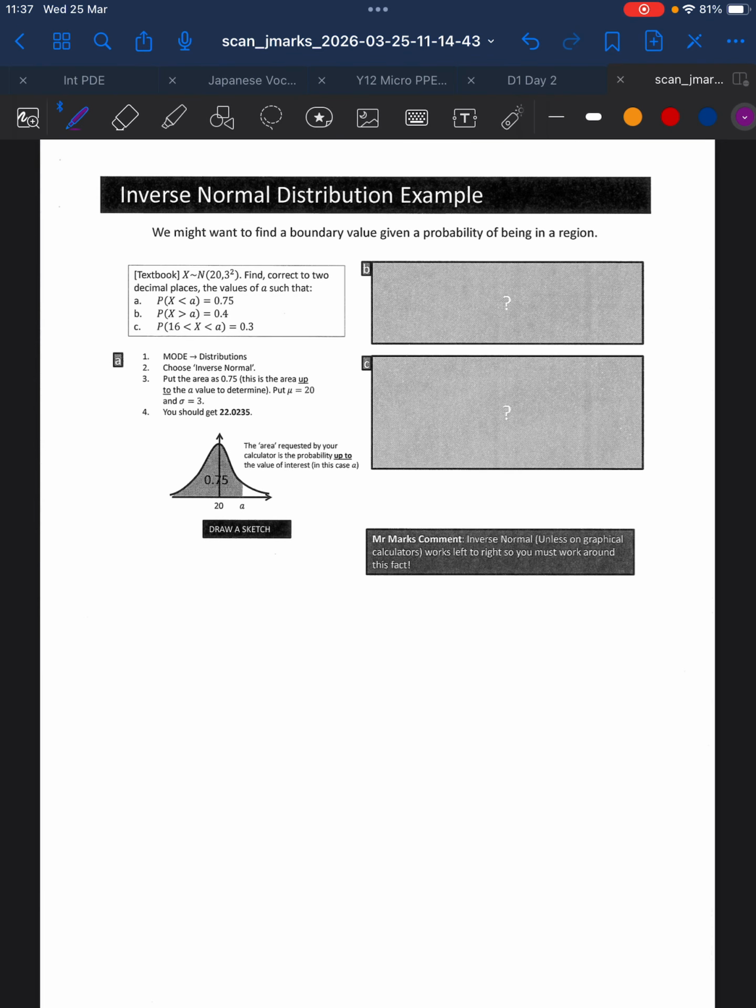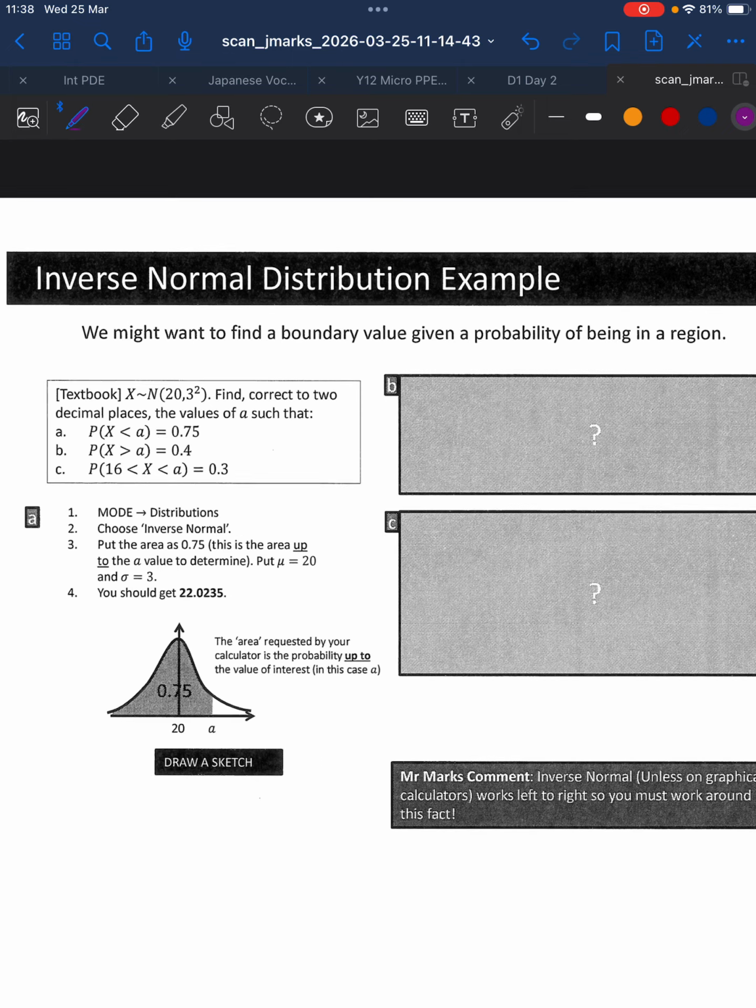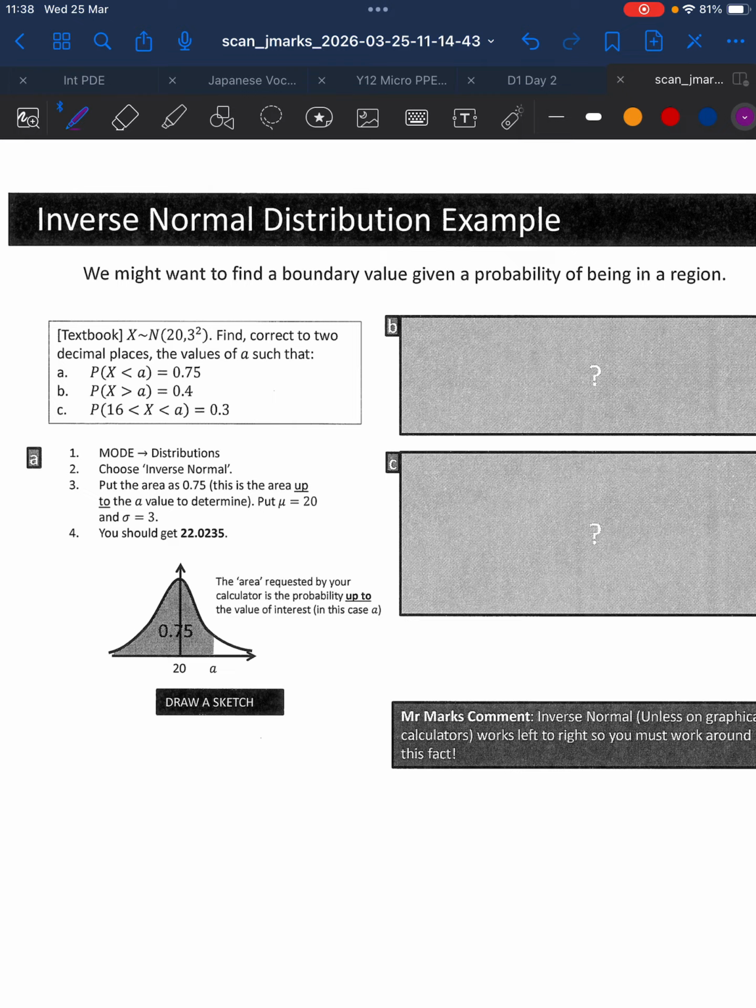Okay, so we're going on to the inverse normal distribution now. So the inverse normal, the idea is that before we had a lower bound, an upper bound, we had a mu and a standard deviation, and we found a probability. Yeah? So the inverse lets us go the other way.